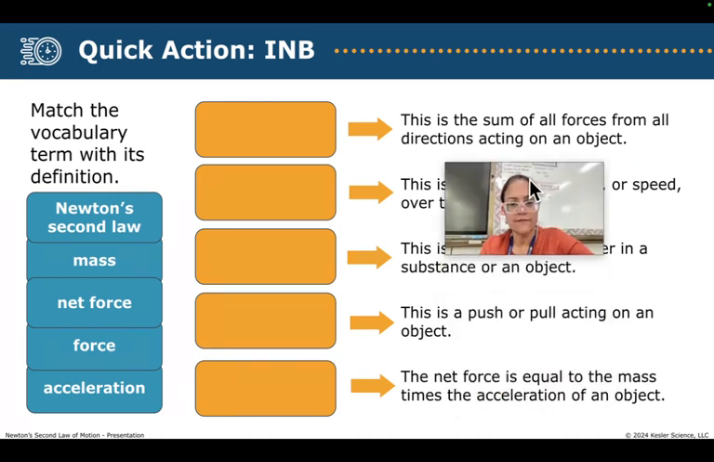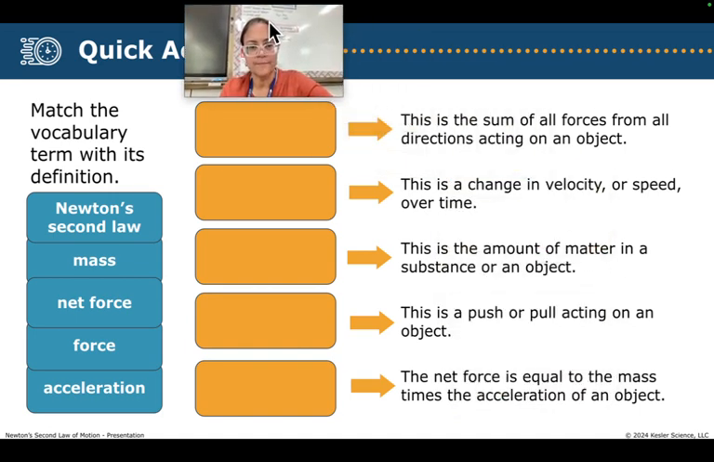All right, so let's think of these words. I'll put myself up here at the top. Match the vocabulary term with its definition. We should definitely know these. Which one is the sum of all forces from all directions acting on an object? Which word is that? The sum of all forces. That's going to be our net force. Okay, so net force is our first one.